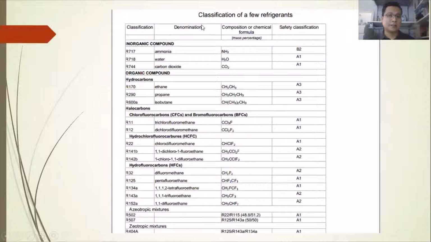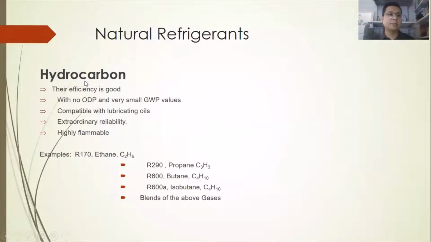Okay, you can see from the table all the refrigerants with the safety classification. Now we go to the natural refrigerants, hydrocarbons, such as I mentioned before. The efficiency is good, with no ODP and very small GWP values, and compatible with the lubricating oils. Extraordinary reliability, but highly flammable.